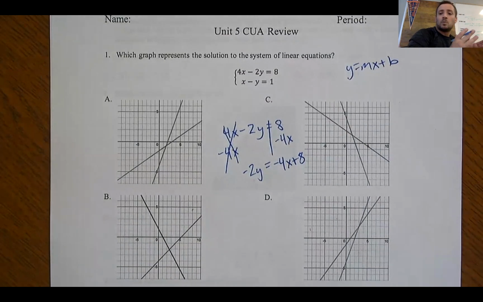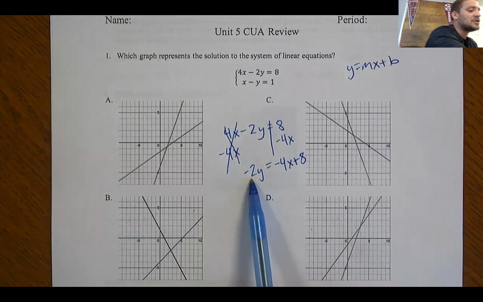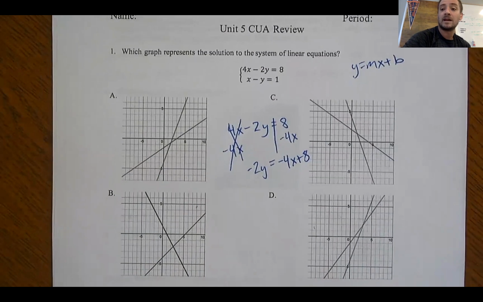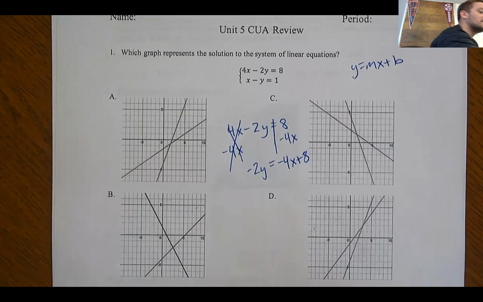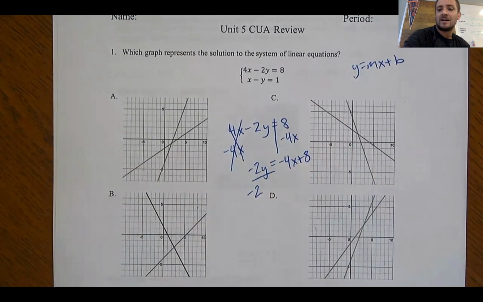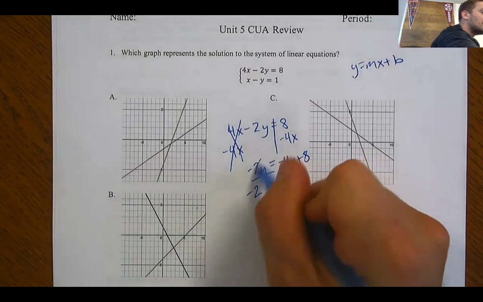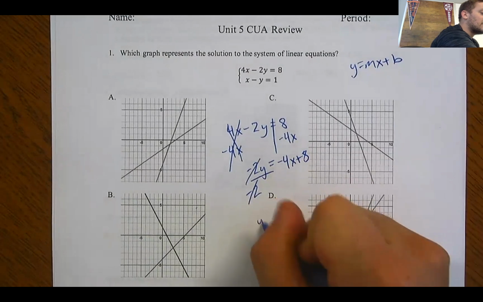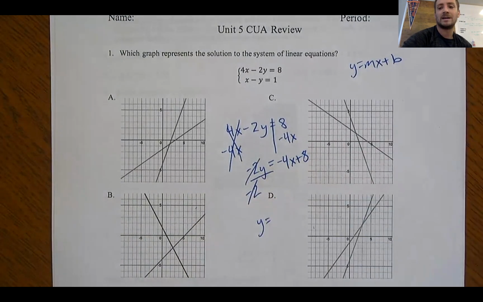Now, our y is almost isolated, except the negative 2 is messing things up. What is the negative 2 doing to our y? The negative 2 is multiplying. In order to undo multiplication, we need to divide. So we're going to divide by negative 2. That way, they cancel each other out and leave me with just y equals.